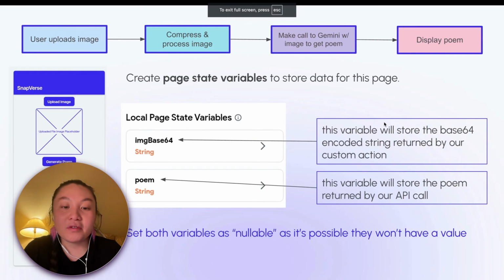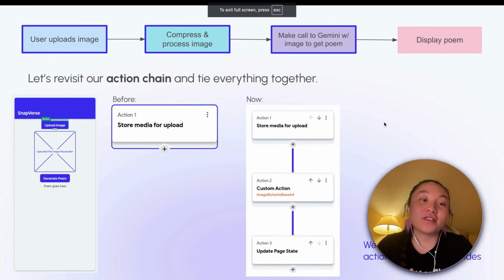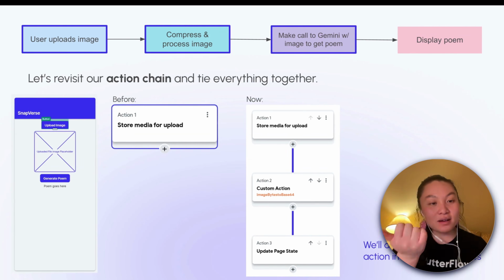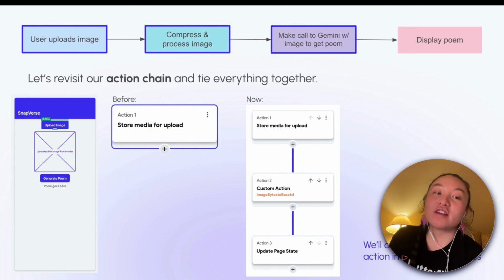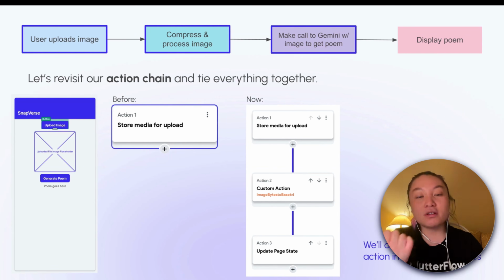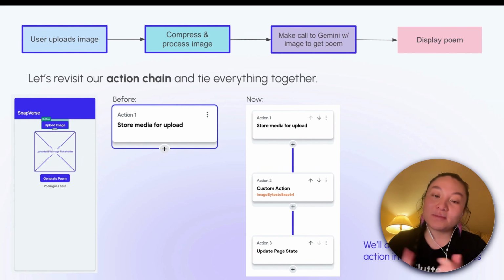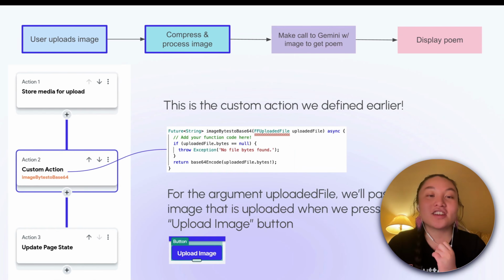And now let's revisit our action chain and tie everything together. So to revisit what we had before, when we clicked on that upload image button, we just had one action, which was store media for upload. And now we're going to add 2 more. We're going to add our custom action that we wrote that converts our image into a string. And then we're going to update our page state, our base64 image.